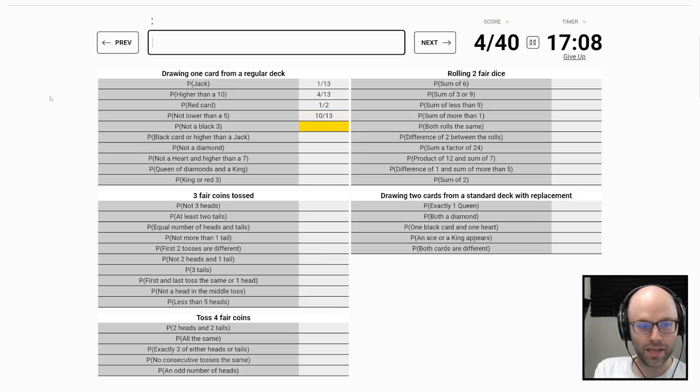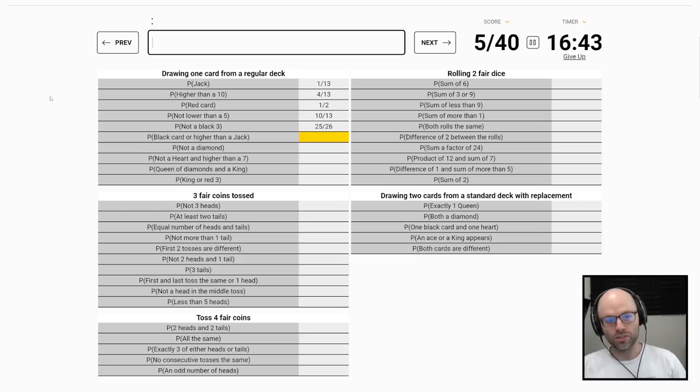What are the odds of it not being a black 3? That's 50 of 52, which is 25 of 26. He's insane. He's actually incredible. What are the odds of it being a black card or higher than a jack? Okay. Let me think about this for a second, okay? So there's a 50% chance that it's going to be a black card to begin with. But then there's also higher than a jack. That's 8 in 52, which is 4 in 26, which is 2 in 13.